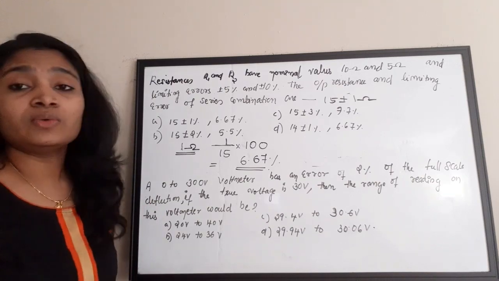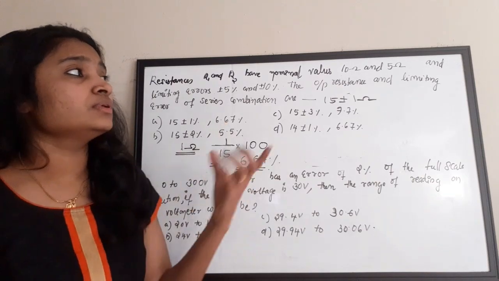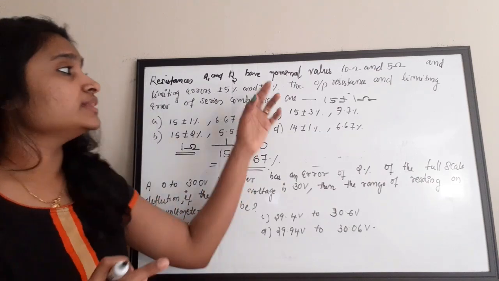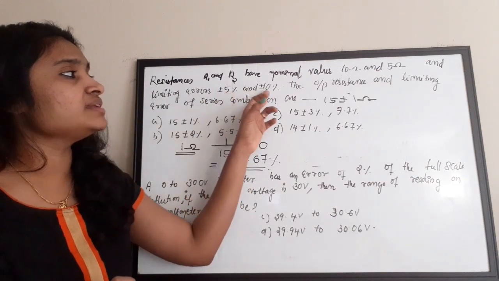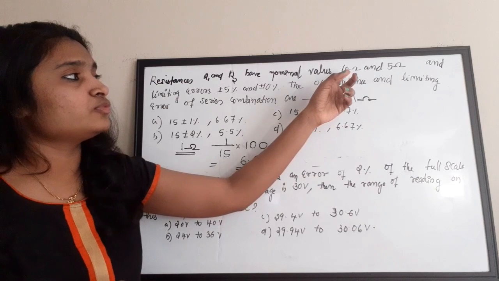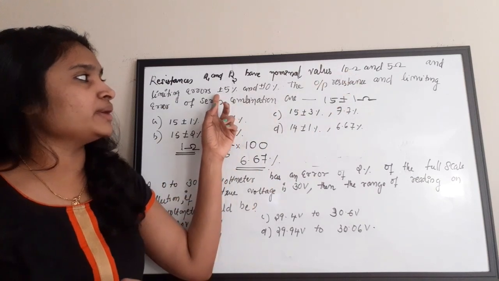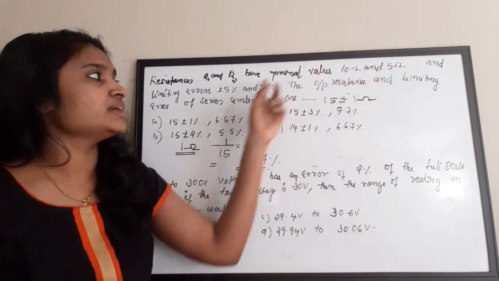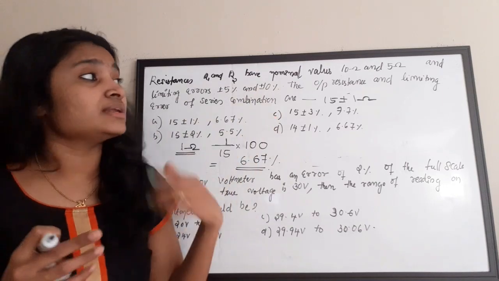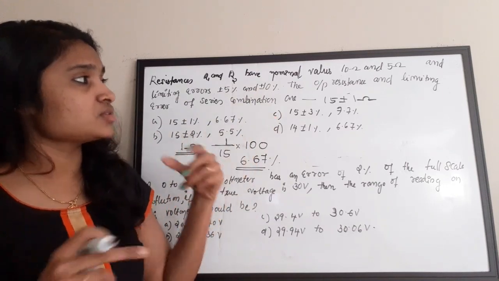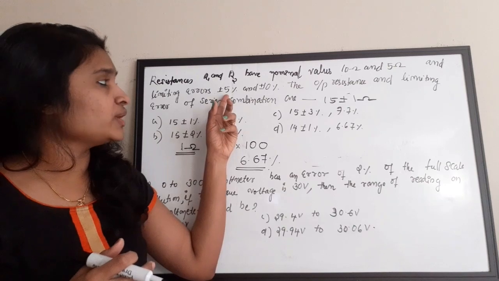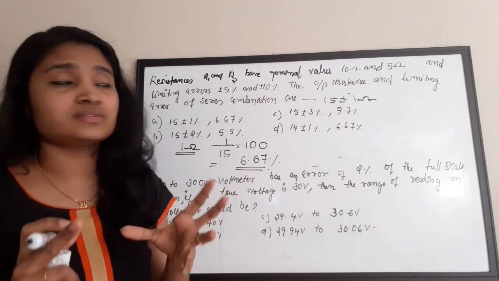Okay. So how are we calculating this? First, you have to find the resistance contributed by these limiting errors. So for 10 ohm, it is 10 into 5 by 100. For 5 ohm, it is 5 into 10 by 100. The resistance contributed by the errors will be 0.5 ohm and 0.5 ohm for both the resistors.